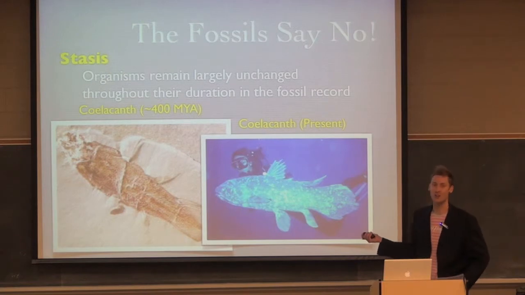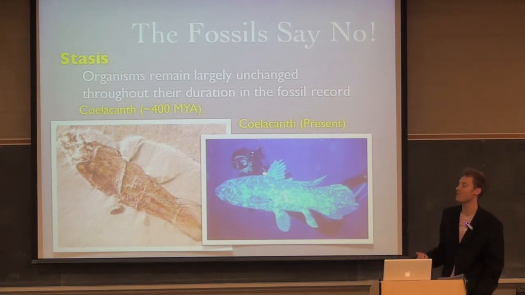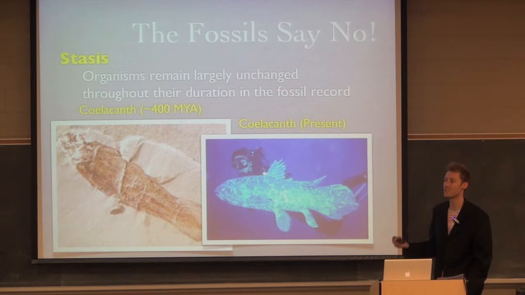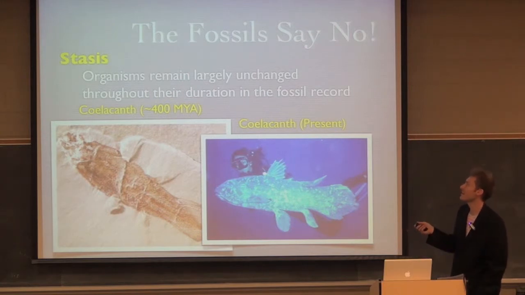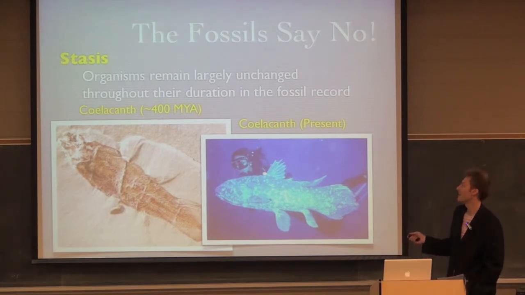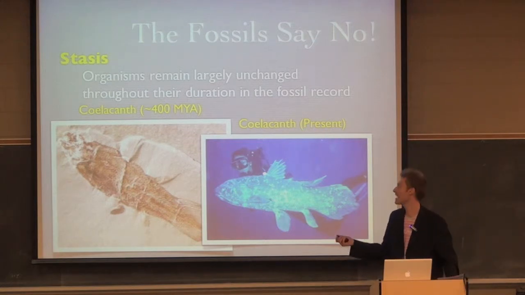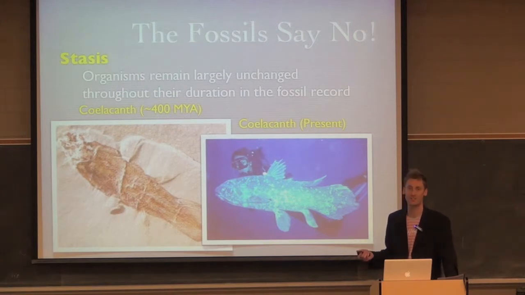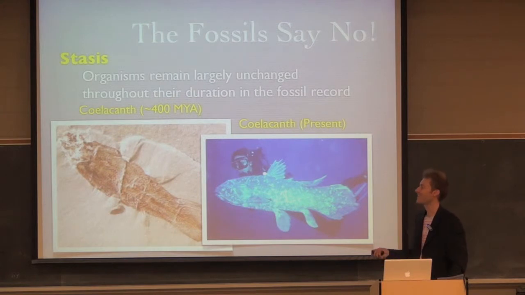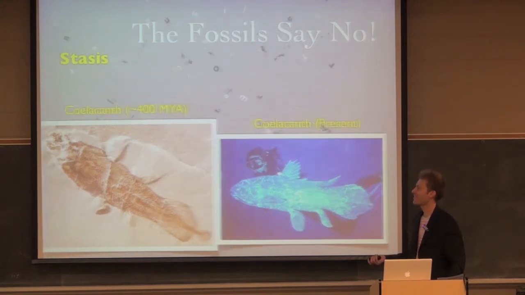This I don't think is strong evidence, but I just like to point it out: stasis in the fossil record is more common than any kind of transition or evolution. So organisms remain largely unchanged throughout their duration in the fossil record. Here's a coelacanth 400 million years ago, and here's a coelacanth at present, and they're virtually identical. This guy hasn't evolved or changed in 400 million years. Okay? It's one of those things that make you go, hmm. And so that's a coelacanth.